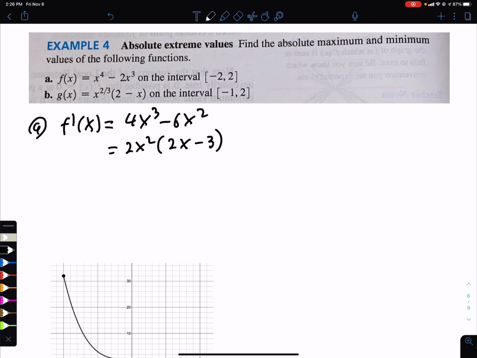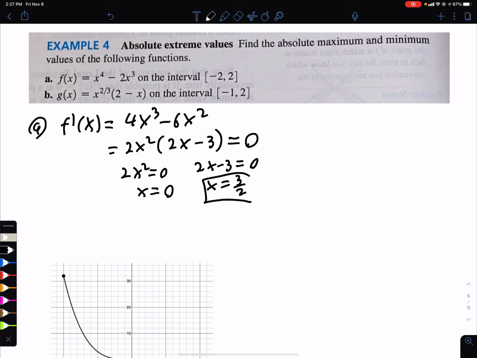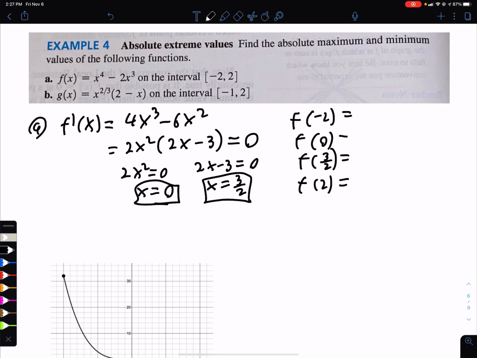So what is a critical point? Where the derivative is 0. To be 0, either 2x squared must be 0, or 2x minus 3 must be 0. If I solve for x, I get these two critical points. So, how do I know where the max or min occurs? Well, it's going to be the biggest y value and the smallest y value. So I'm going to plug into my function the endpoints, and I'm going to plug into my function the critical points, because I learned max and mins occur at critical points and endpoints.